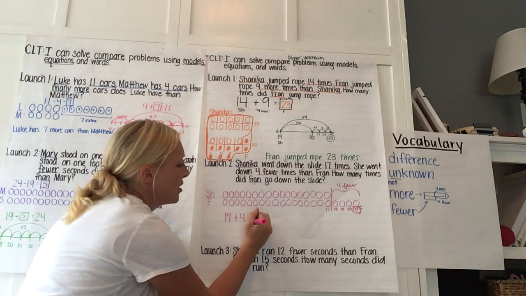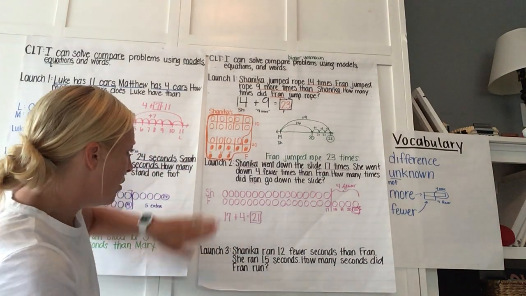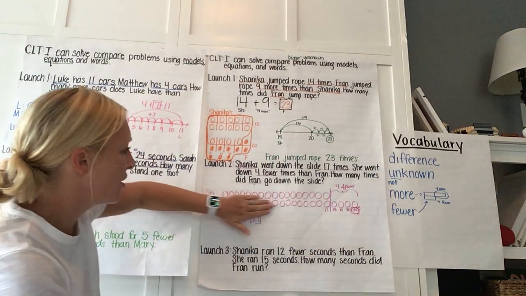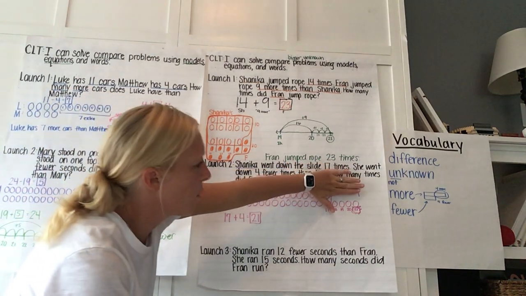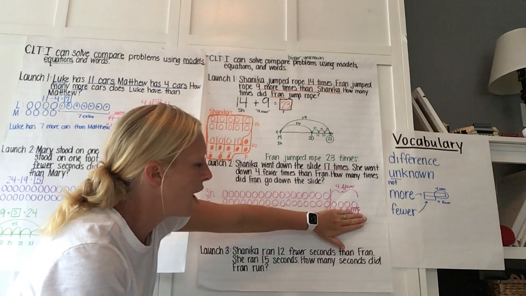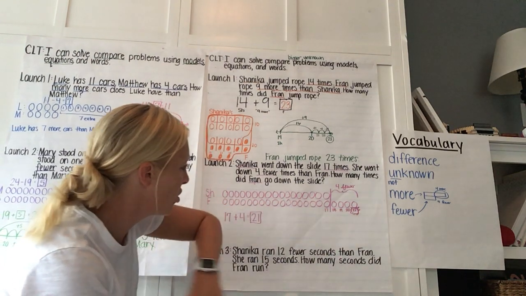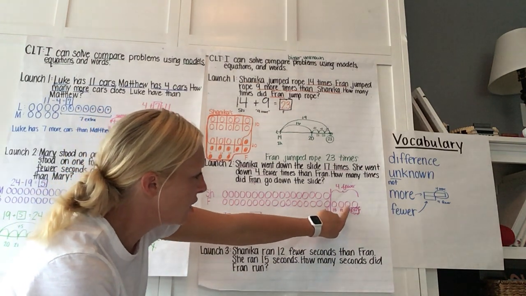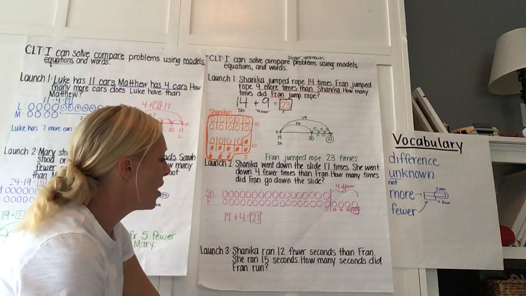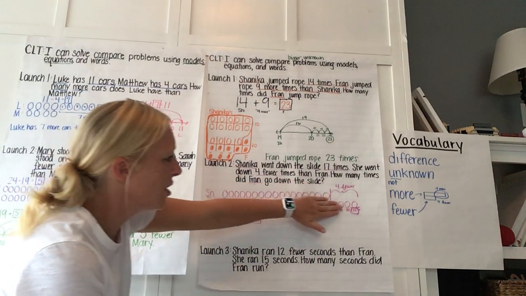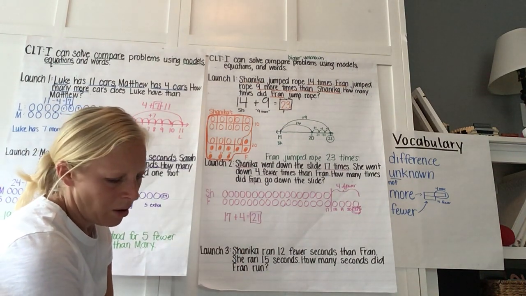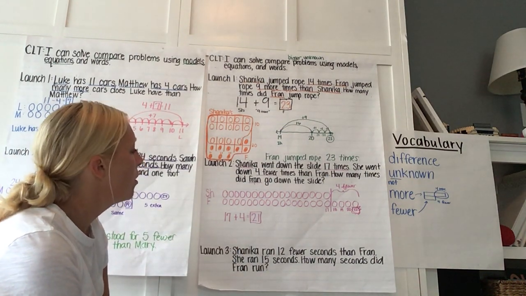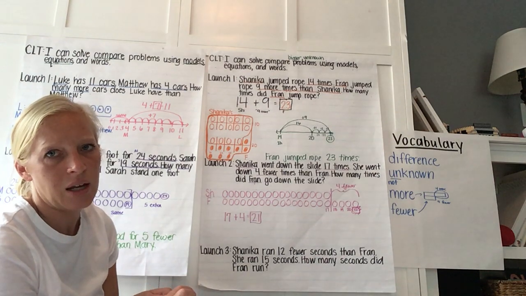Does everybody see where that is in this friend's work? She knew there were 17 that were the same. This one had 4 fewer, so she had to draw 4 extras down there. And when she counted on, she said 18, 19, 20, 21 was the 17, and then the 4 extras to get to that 21. Whoa, that's some deep thinking, isn't it?